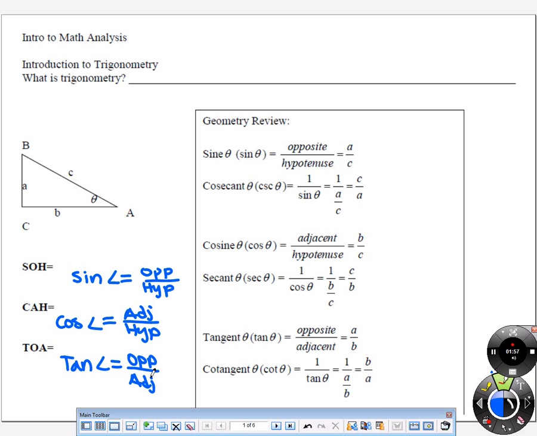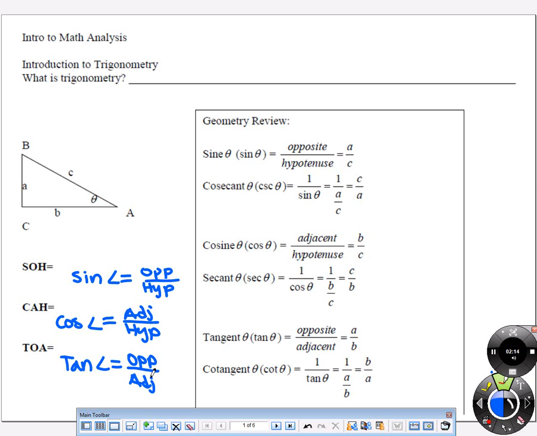Cosecant is another trig function that is basically the reciprocal of the sine. Okay? So you'll want to know that the cosecant or the CSC is 1 over the sine. Basically just flip over whatever you get for your sine. Use the reciprocal. Okay.